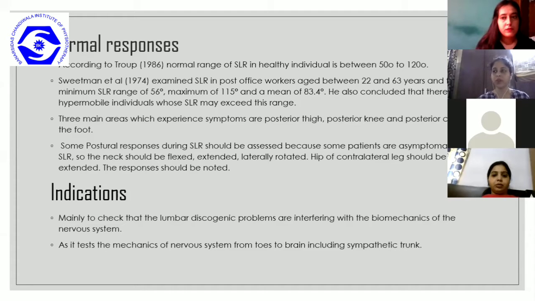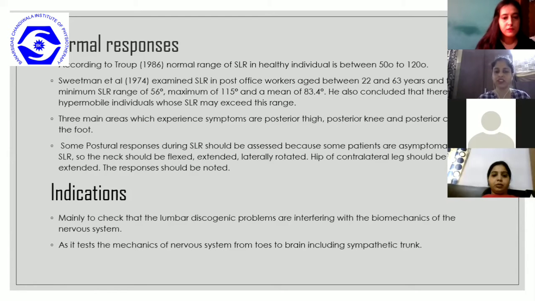So whenever a patient comes to you, you perform the SLR on the normal side and then on the affected side, so you have an idea about the normal range of the person, because it varies from person to person. The three main areas which experience symptoms are the posterior thigh, posterior knee, and posterior foot. These are normal responses because you are talking about the sciatic nerve. Some postural responses during SLR can be assessed because some patients are asymptomatic.